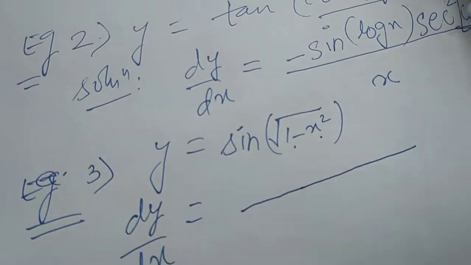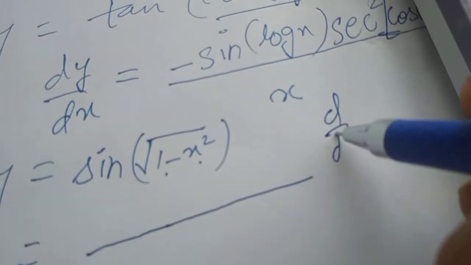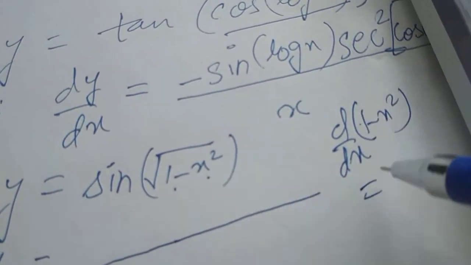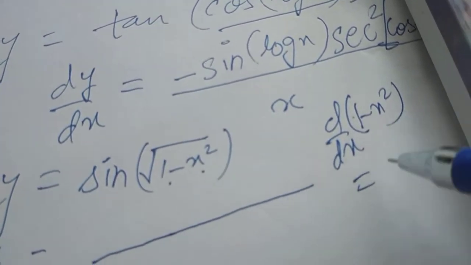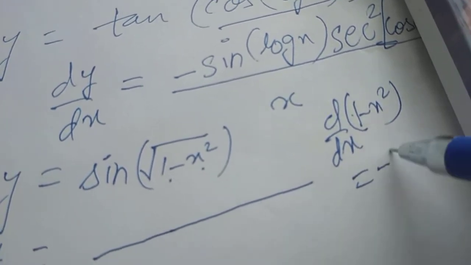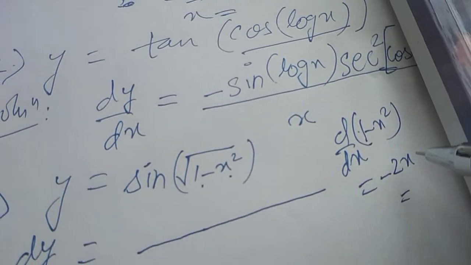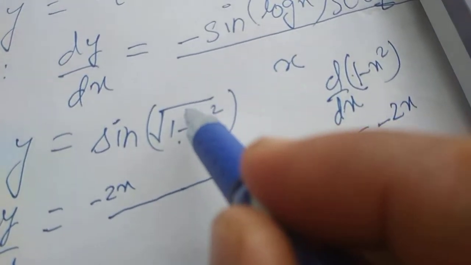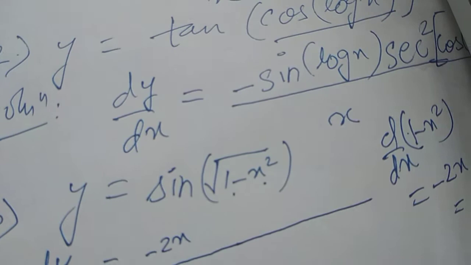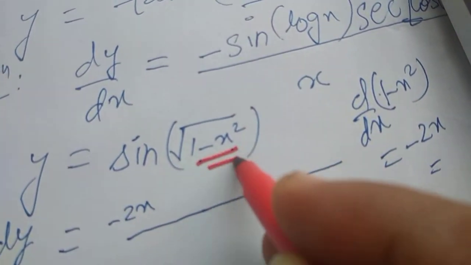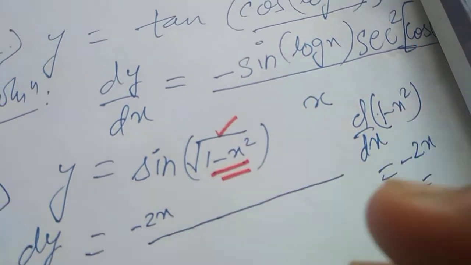I will write it here. d/dx of 1 minus x square is equal to d/dx of 1, that is 0, minus d/dx of x square. The minus sign will come out. The derivative of x square is twice x, so minus 2x. So first of all I write the derivative of the innermost function. This innermost function I have differentiated. And then I will go for the square root.